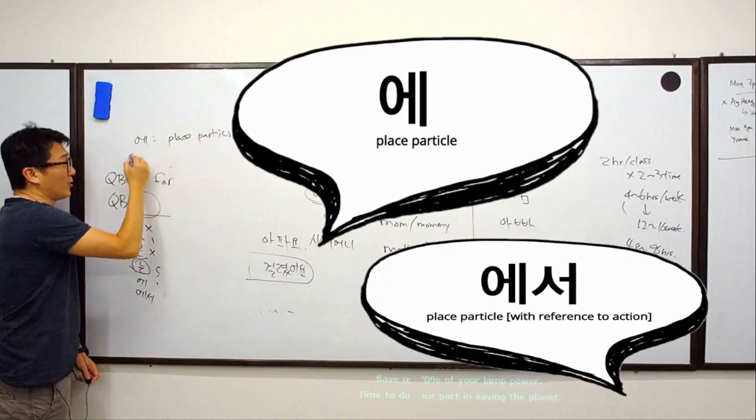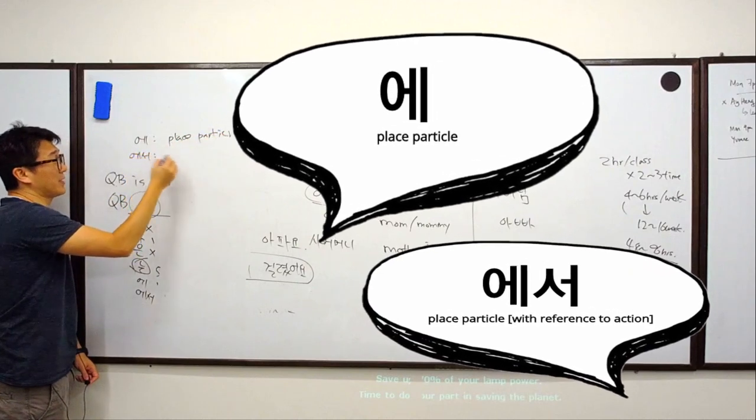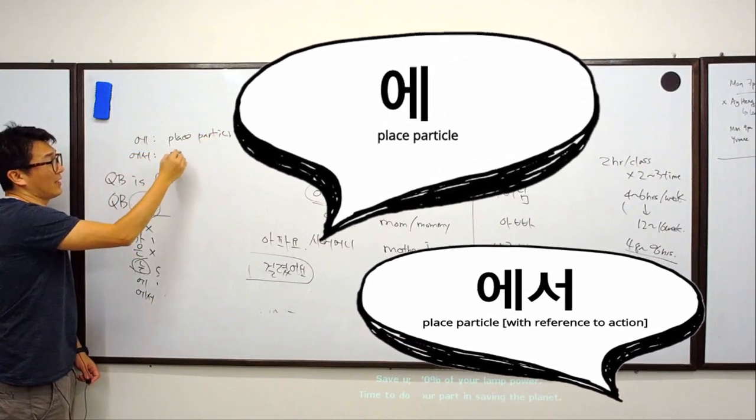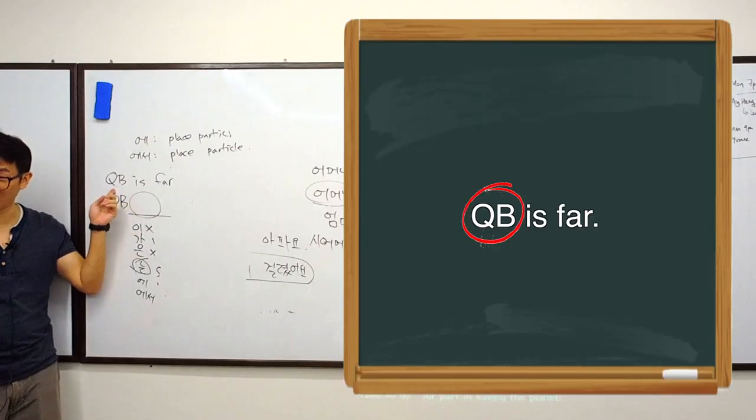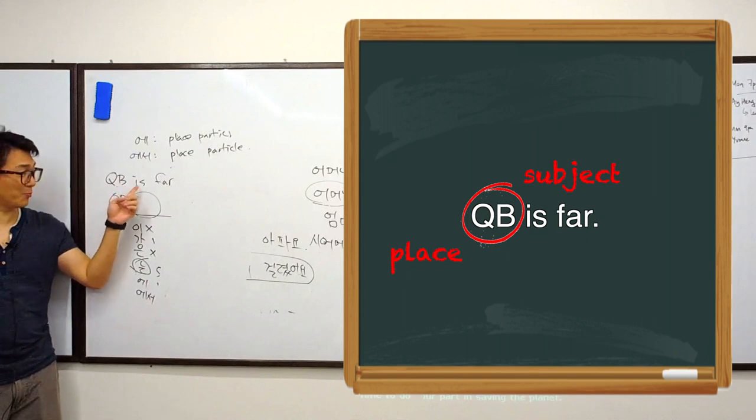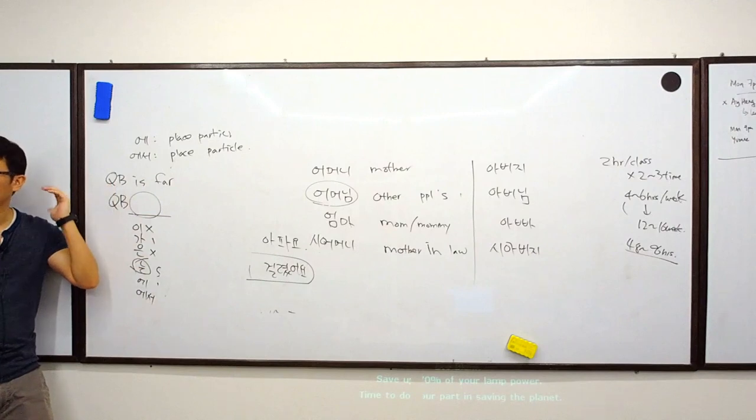Okay. 에서 is also a place particle, but this one needs an action. Okay. Queen spade is far. I know Queen spade is a place, right? But this is a subject in the sentence. Anything before the be verb is a subject. Subject means four different particles.